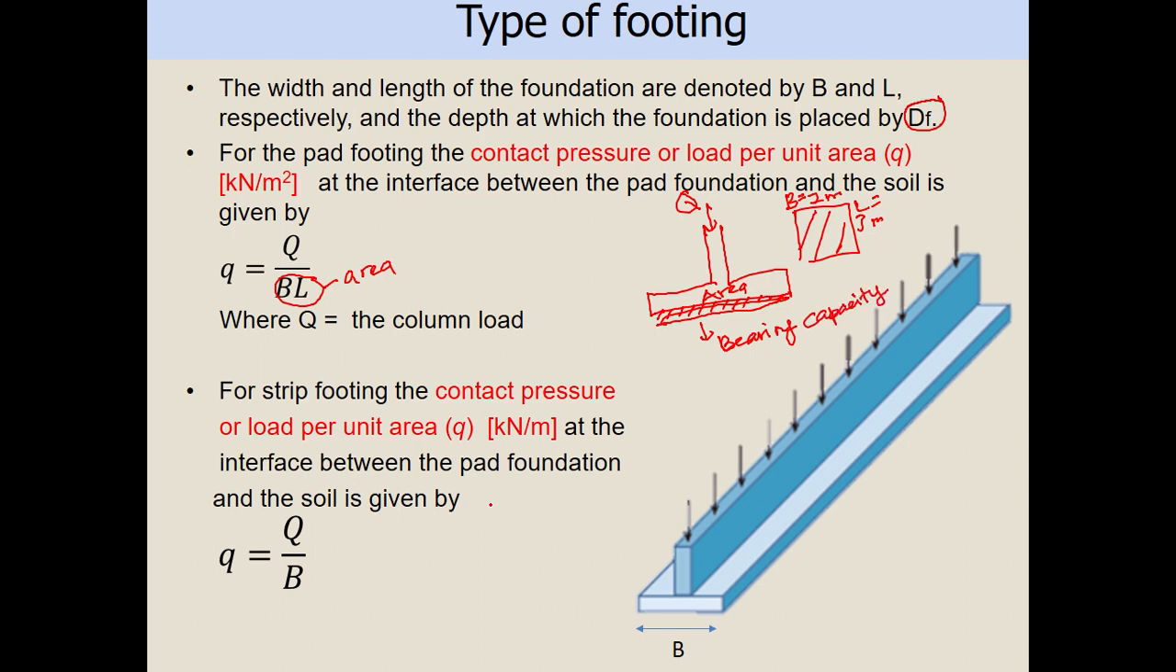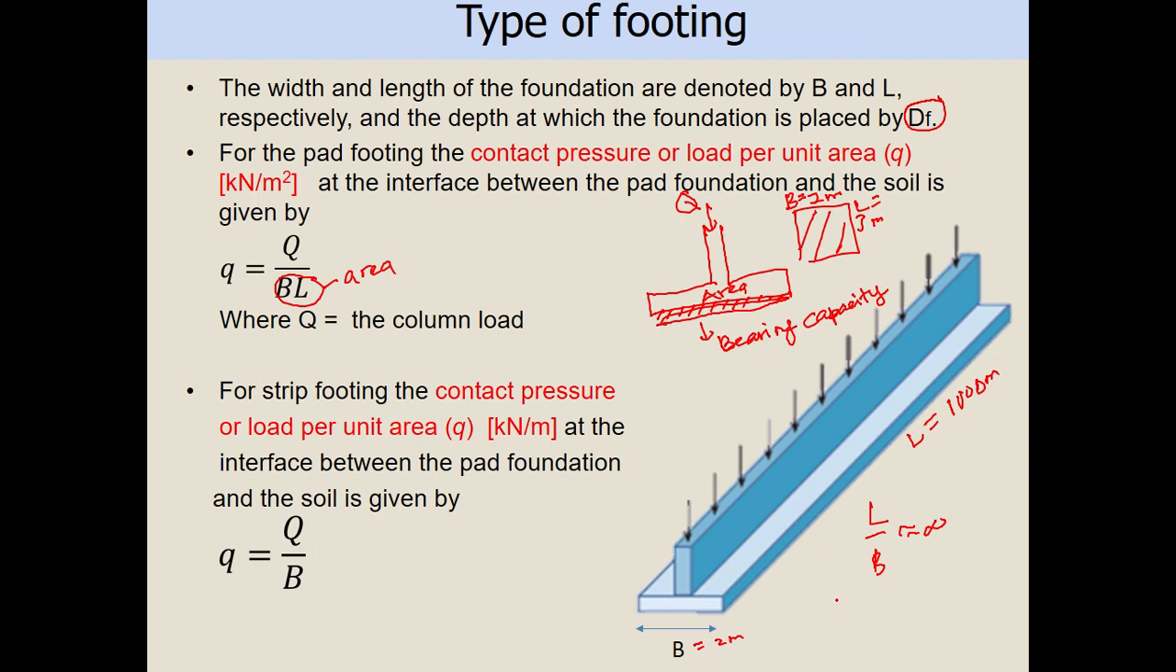Okay, strip footing. This is the example of the strip footing: the length divided by B, almost to infinity. For example, here B equals 2 meters and the length is 1000 meters, or 100 meters. So that's why we call it the strip footing.